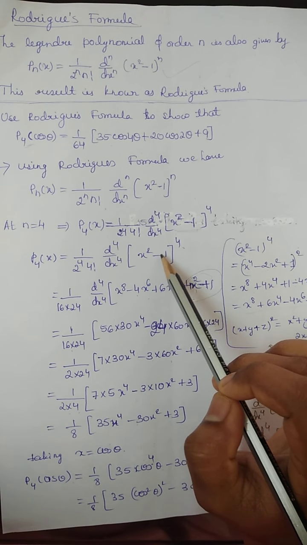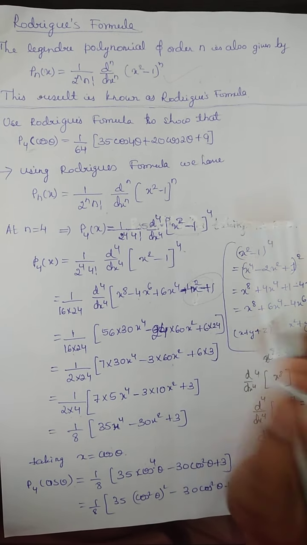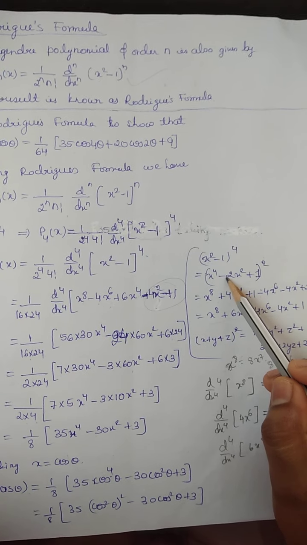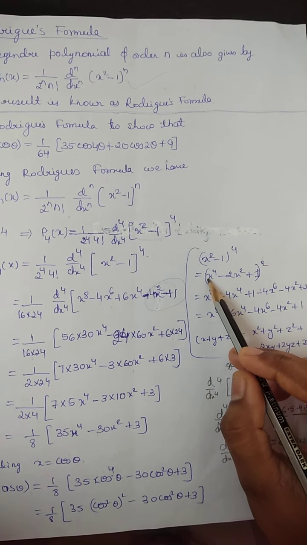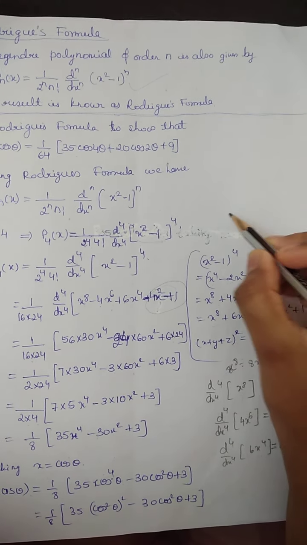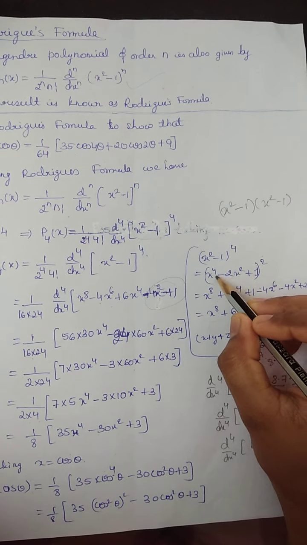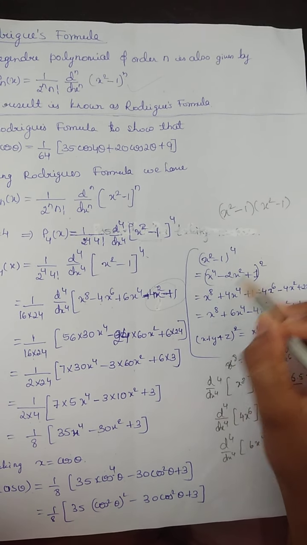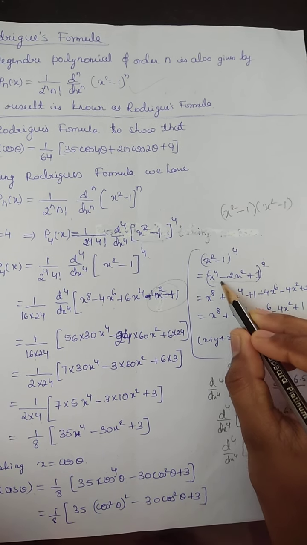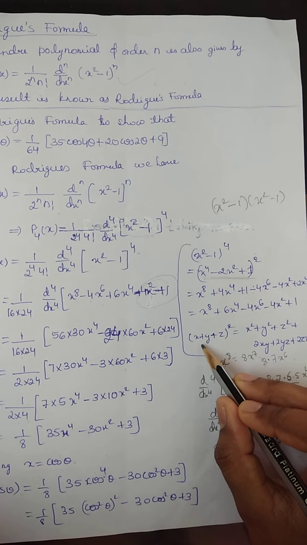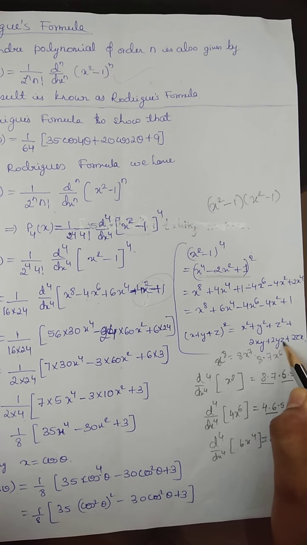Before differentiating this (x square minus 1) whole raised to 4, let us simplify it. We can simplify here. (x square minus 1) whole square will be x raised to 4 minus 2x square plus 1. So you are getting (x raised to 4 minus 2x square plus 1) whole square, because it is raised to 4. Now we can use the formula to split it: (x plus y plus z) whole square is x square plus y square plus z square plus 2xy plus 2yz plus 2zx.